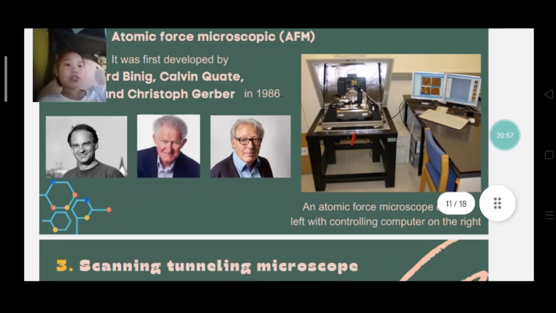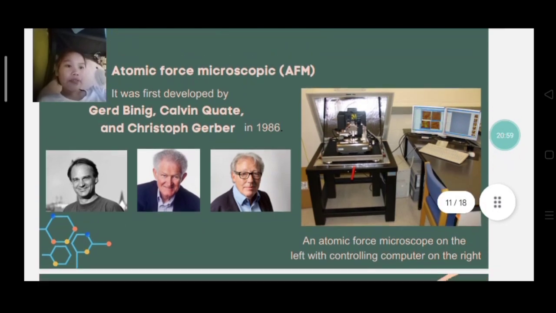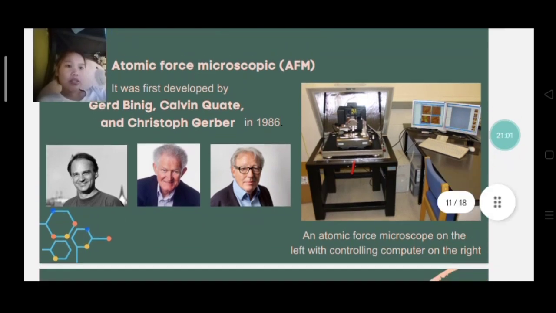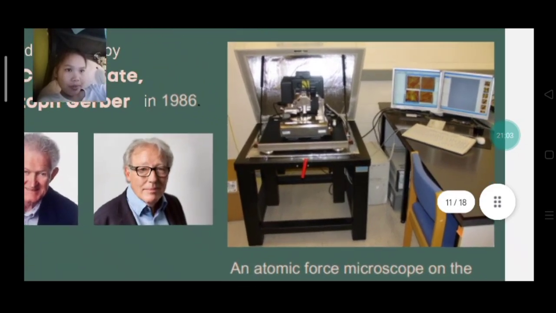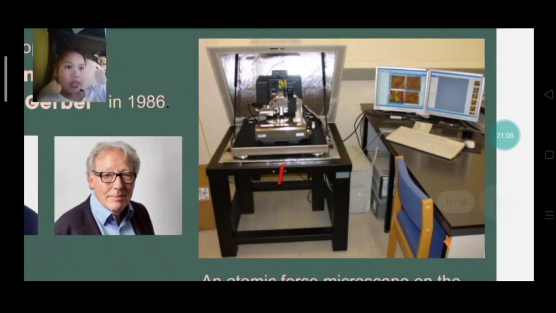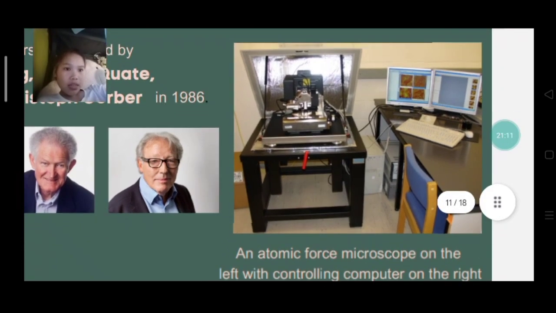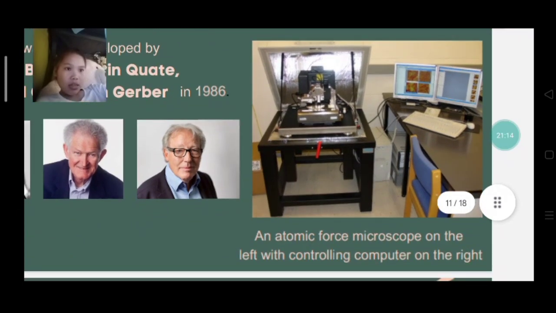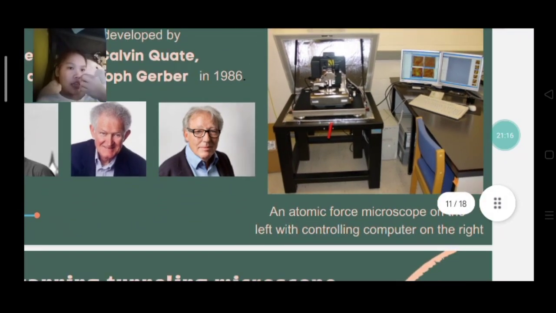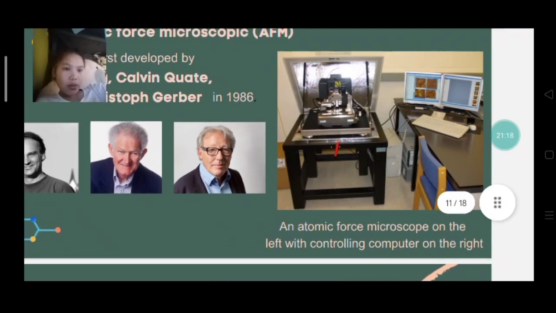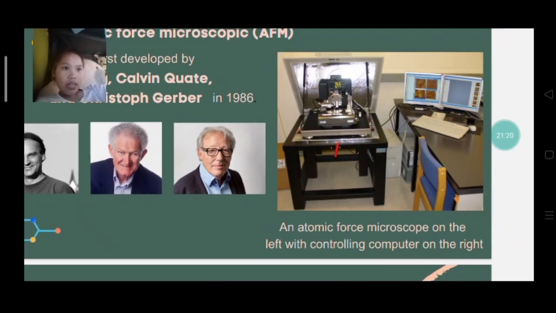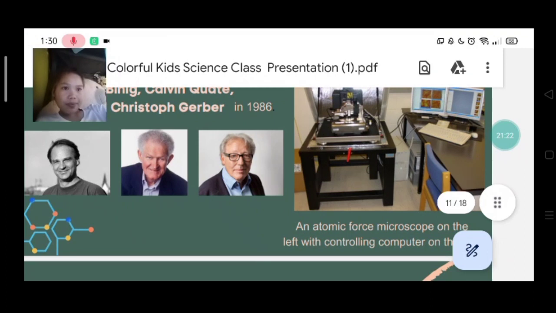An atomic force microscope on the left with a controlling computer on the right, as you can see here in the picture.